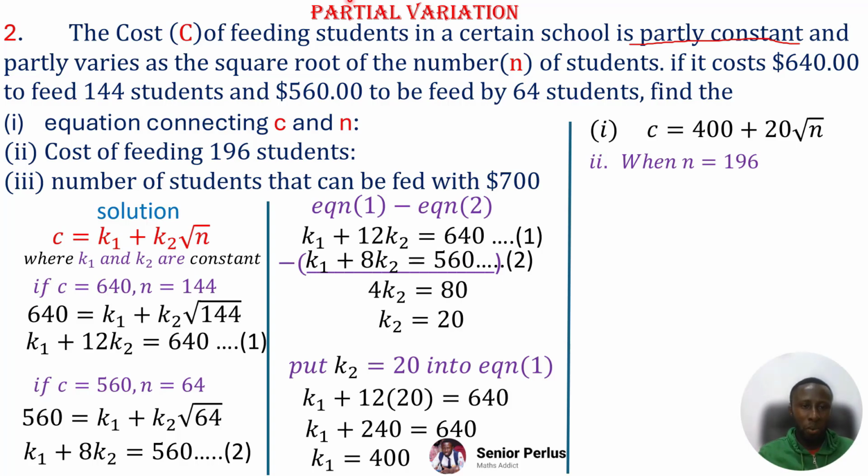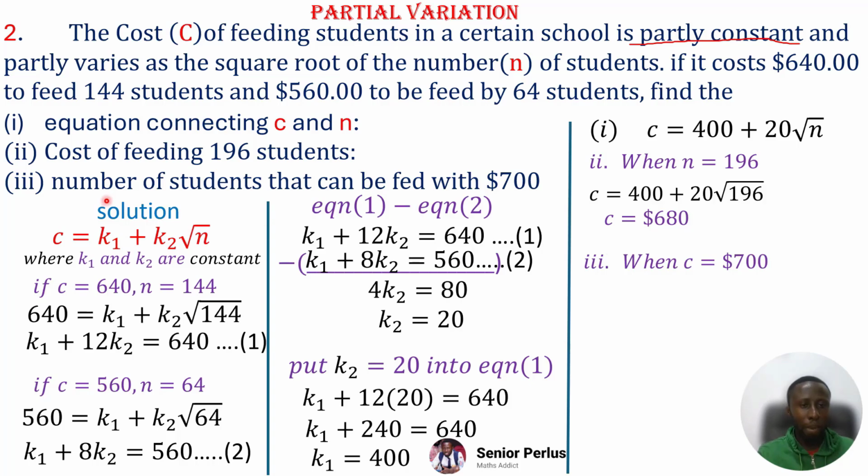So when N is 196, the cost of feeding 196 students. Okay, so now you just have to do this one in here. N is 196. So now this is your new equation, okay? You just substitute, then you solve. Therefore, your final answer is $680, okay, because it's in dollars. Good.